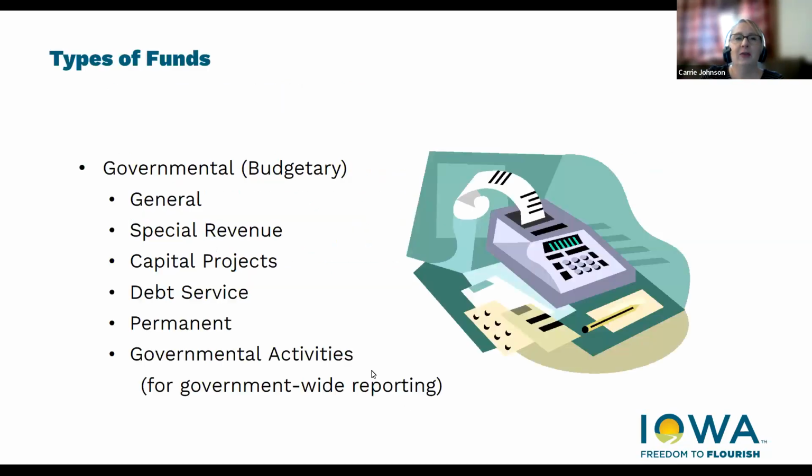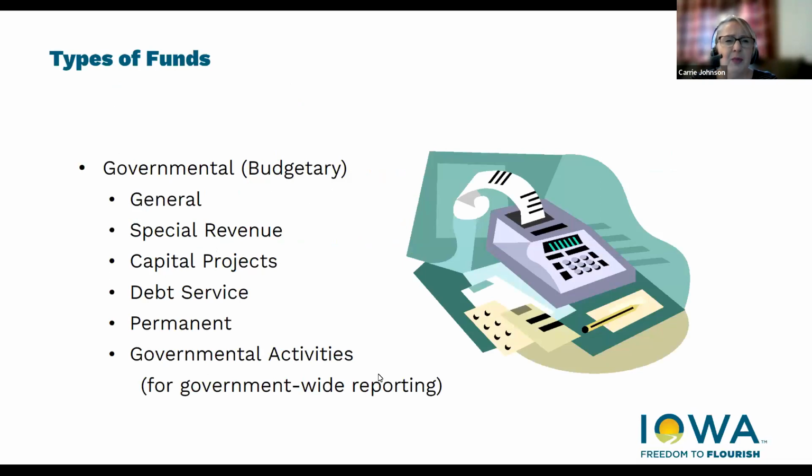And when we talk about those funds, there are governmental funds that are budgetary and some that are non-budgetary. So what do we mean by that? Budgetary basically means that when you prepare your budget, these funds are reported. They're considered under the control of the Board of Supervisors for their county budget, and they're going to be reported on your budget and your financial reports to Department of Management, for example.